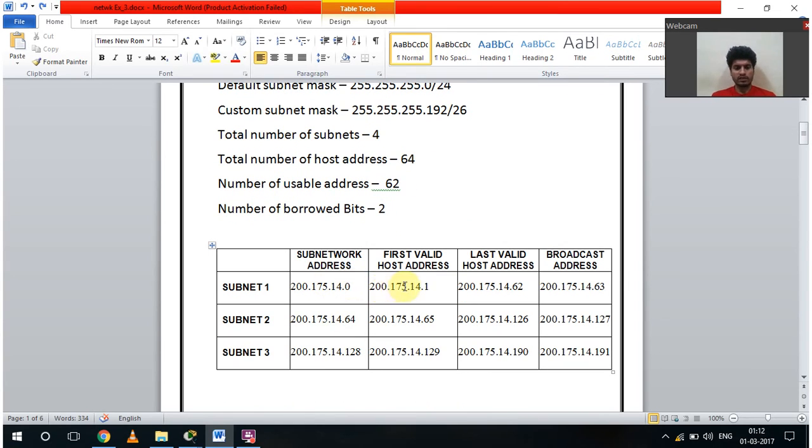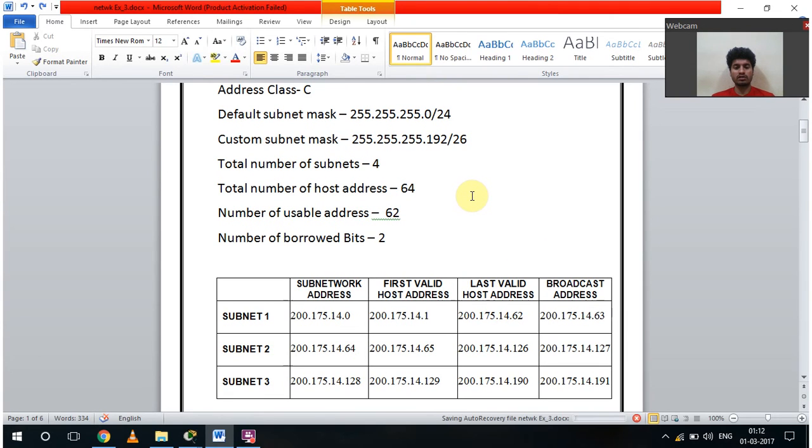So its first valid address would be 200.175.14.1. As we have borrowed 2 bits, keeping 00 for those 2 bits and making all the rest 1, we get 63, but that is the broadcast address. So the last valid host address will be 62, so 200.175.14.62 will be the last valid host address, and the broadcast will be 200.175.14.63.